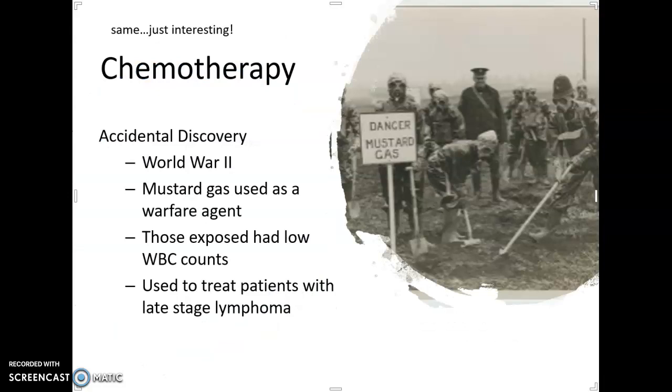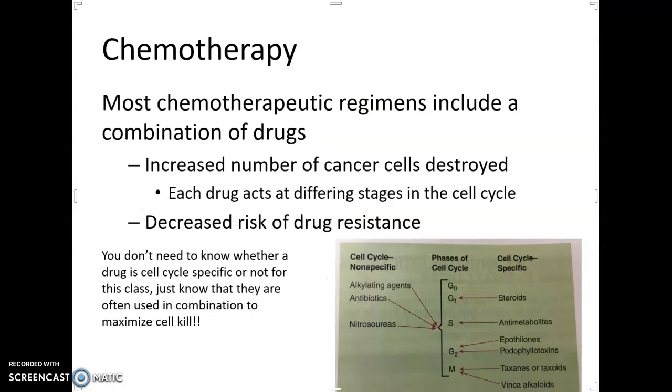So we kind of discovered during World War II, mustard gas was used as a warfare agent, and those exposed to it had low WBC counts, and we thought, maybe diseases where we have high white counts, maybe this would be something that we could use to treat those diseases with. So it started being used. By the way, prior to really any of these treatments, people with cancer just died, and there really wasn't much that we could do for them.